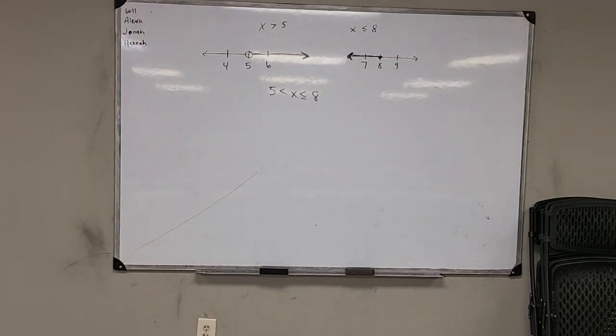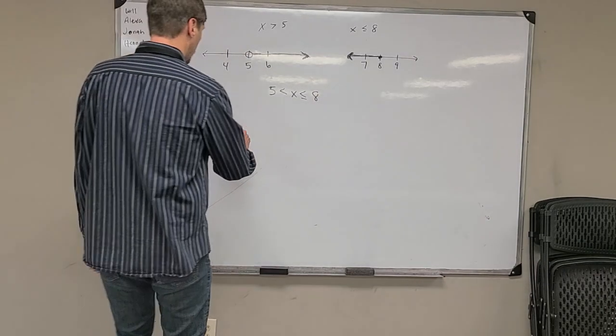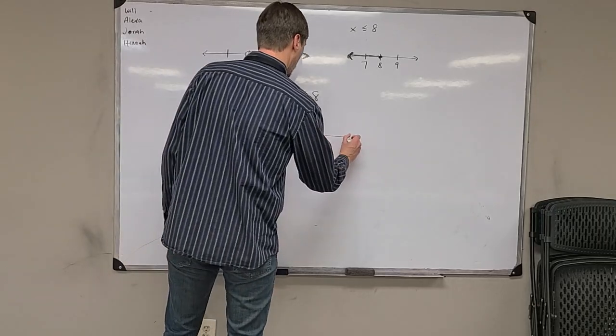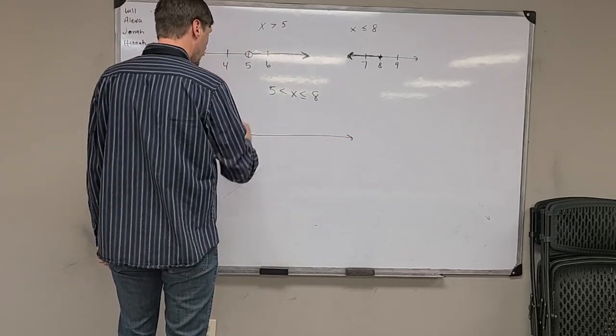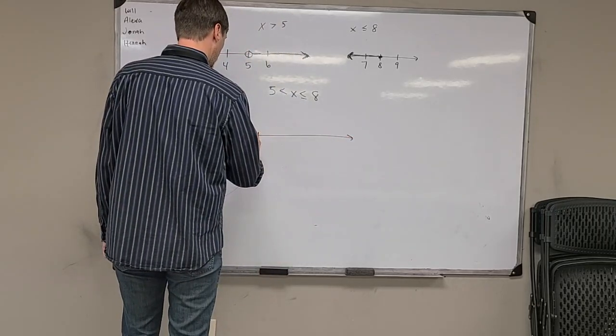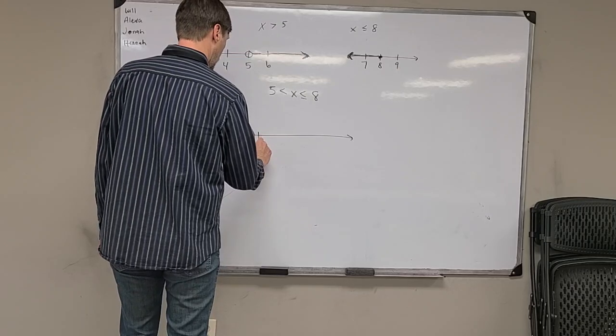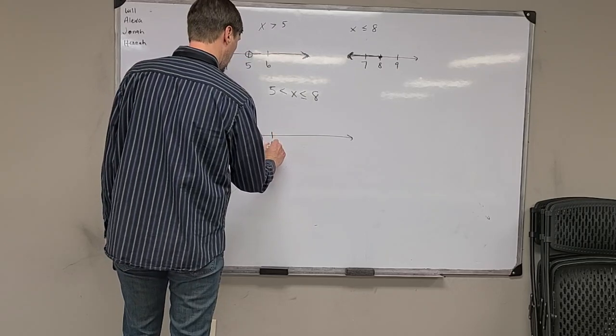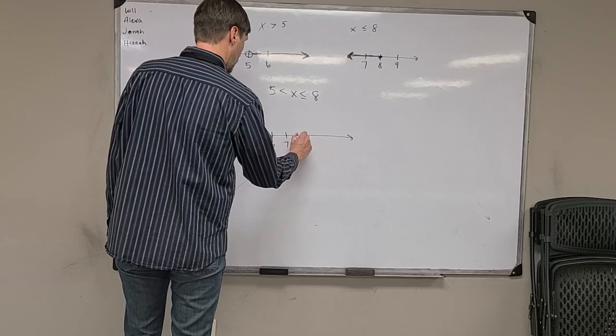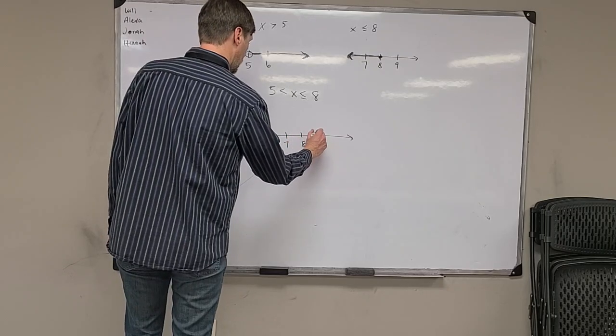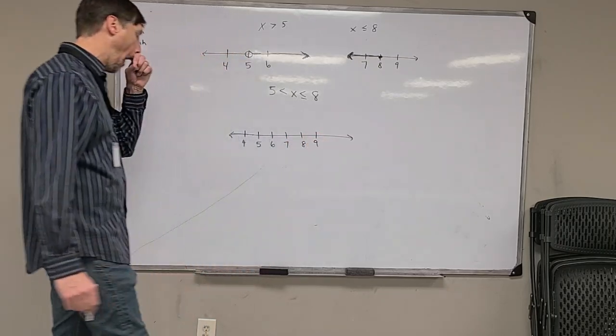We call them conjunctions, where I'm putting two inequalities together. And so how would I graph that? Well, on my number line, I'm going to have at least 5 through 8. I always like to do at least one less and one bigger than the numbers I need. So I'm going to do this, and then put a 9 here.